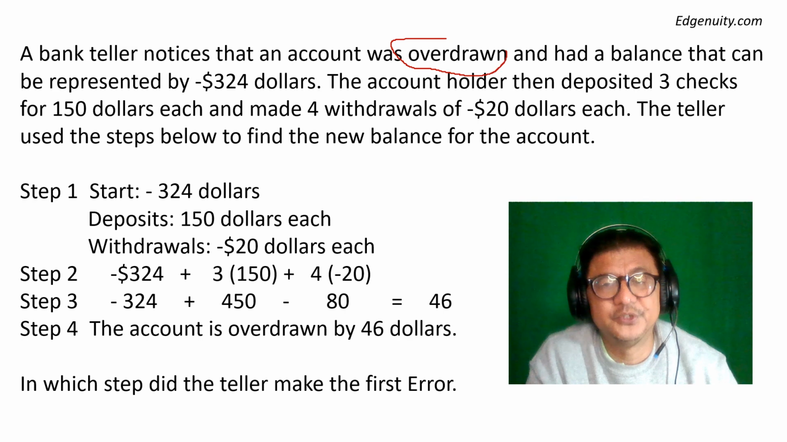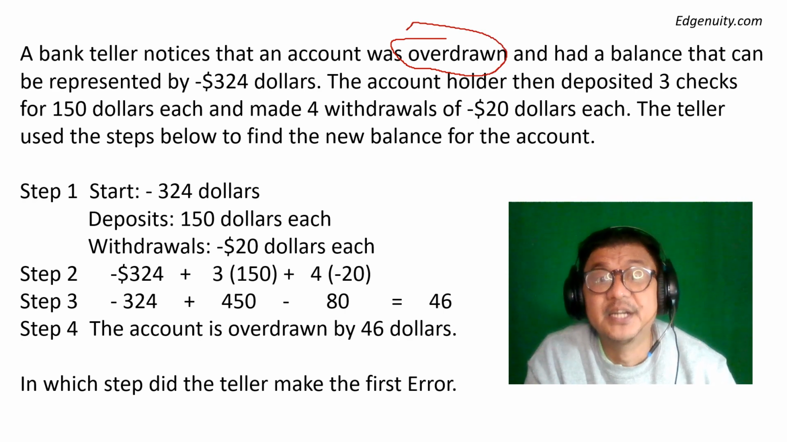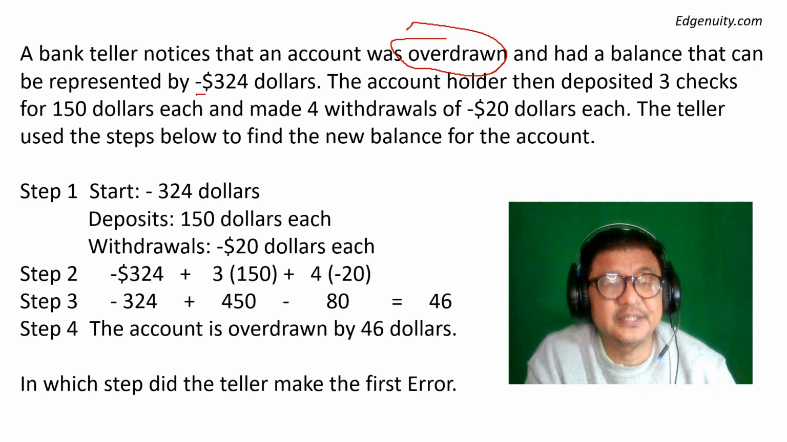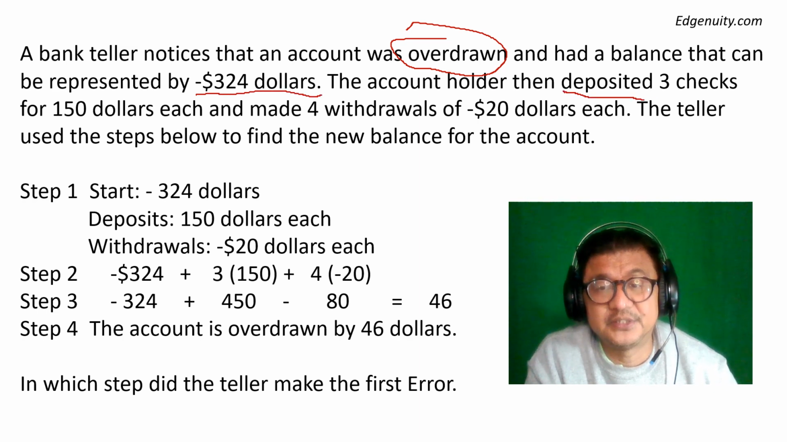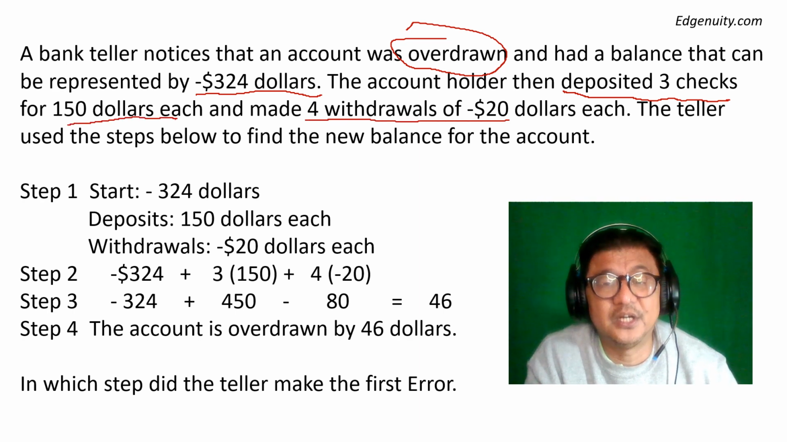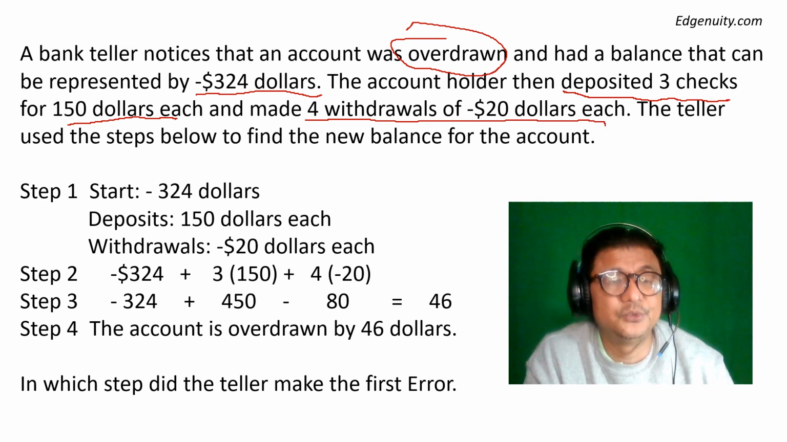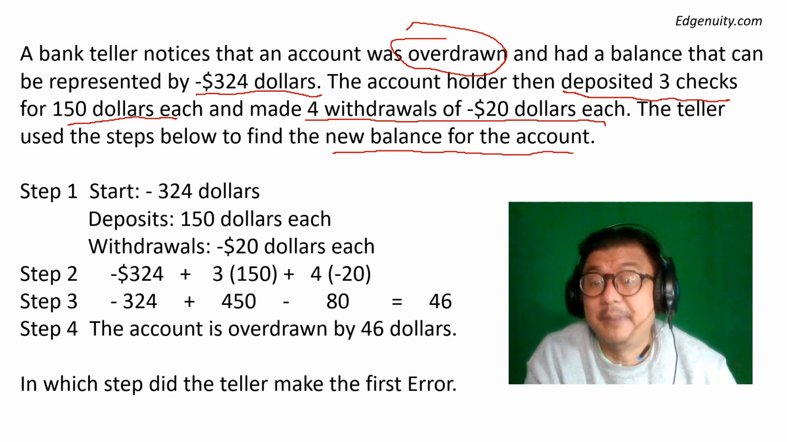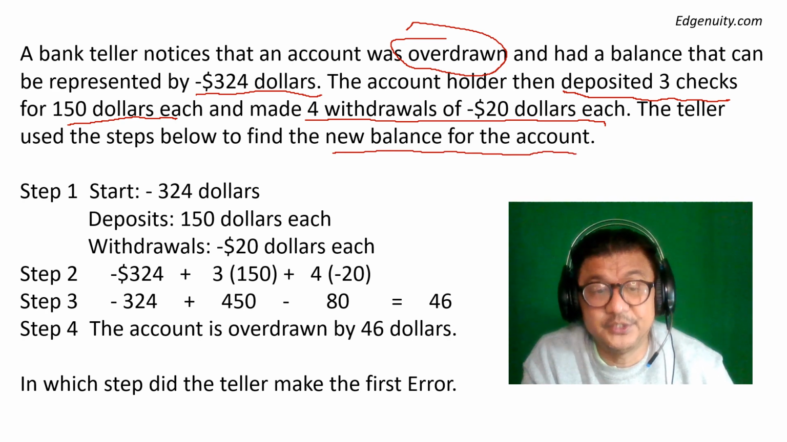A bank teller notices that an account was overdrawn. Remember this word overdrawn, meaning you took more money than what you have in the bank. You're not allowed to do that. They will charge you because of that. And had a balance that can be represented by -$324. The account holder deposited 3 checks for $150 each and made withdrawals of $20 each. The teller used the steps below to find the new balance of the account. The bank would want to know now if you have money or not.